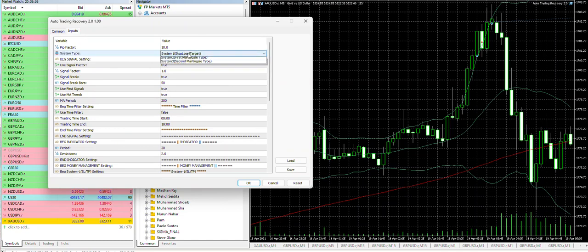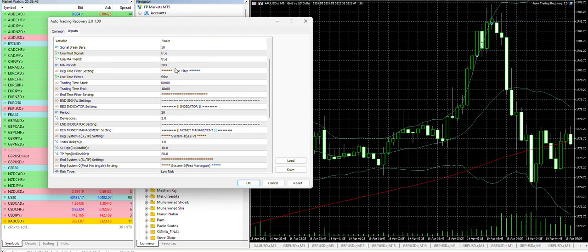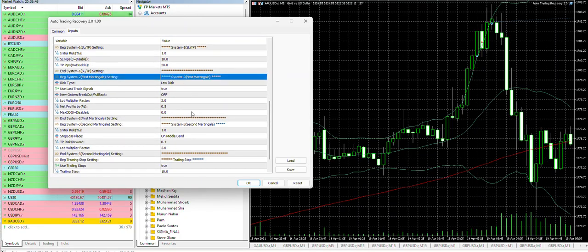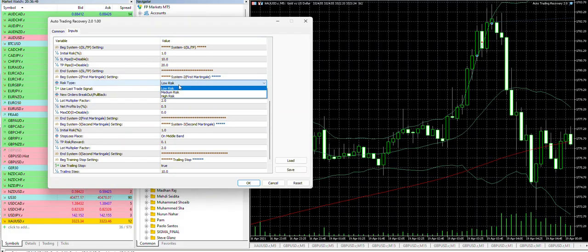That's the first system. The second system is use martingale type. First is the martingale type setting that controls the second system. Here you can adjust risk by low, medium, high. Okay, and you have filters here. This filter uses the last trade signals.